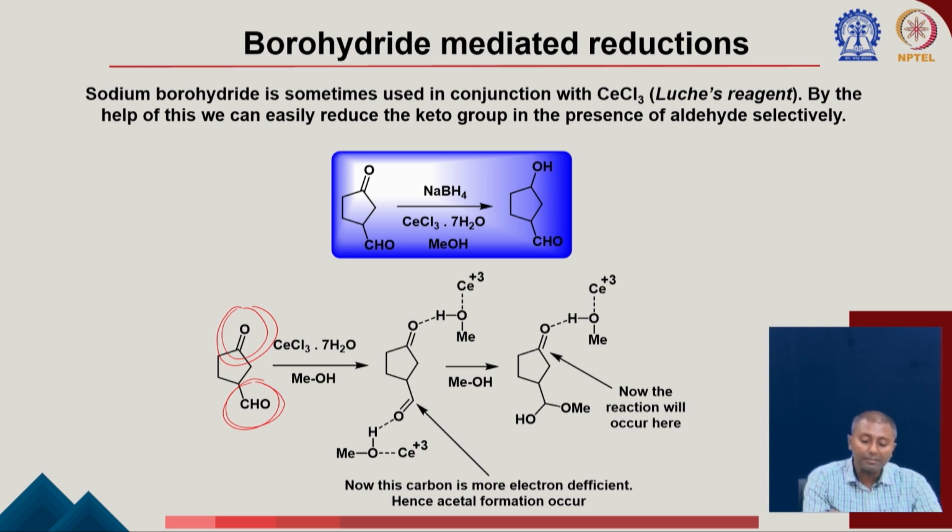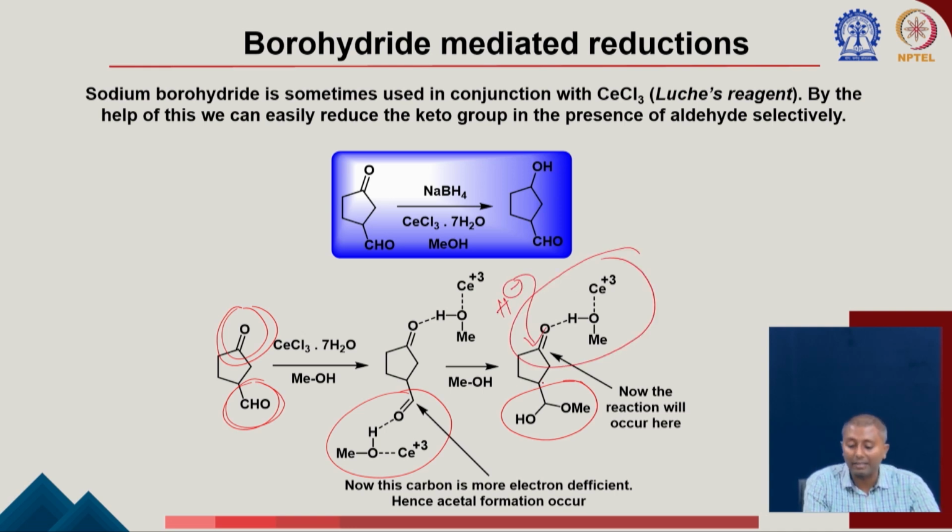One of the important things is that this H plus is binding with the oxygen, so this can now form an acetal. So the acetal formation will be faster here. Once this forms the acetal, the H minus cannot attack here. So you can see that here it is going to attack the carbonyl group, and at the end this can get quenched to come back to the corresponding aldehyde.